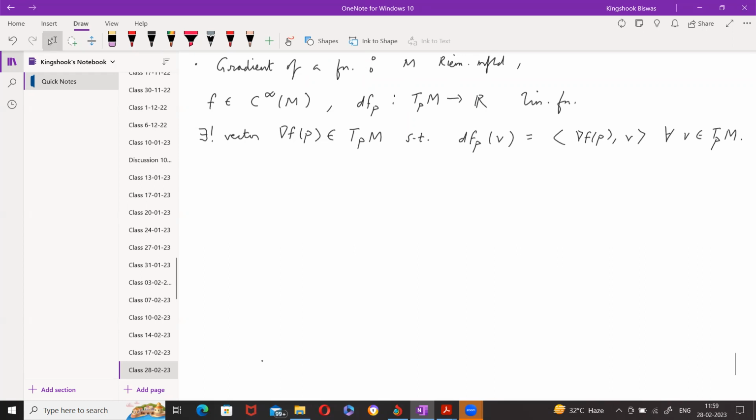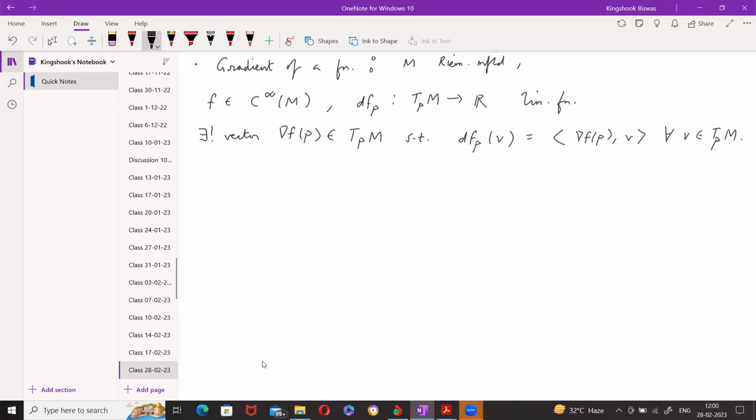Yeah, it's okay. So linear functionals on an inner product space are given by inner product with some vector, right? So in particular, the derivative dF at P is a linear functional. Therefore, it corresponds to some vector, using the inner product. That vector is defined to be the gradient vector.